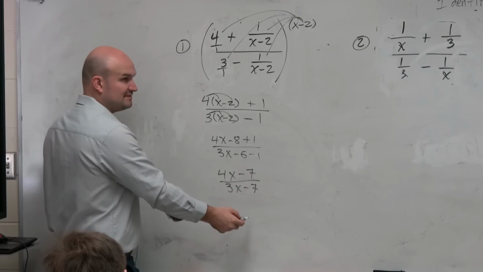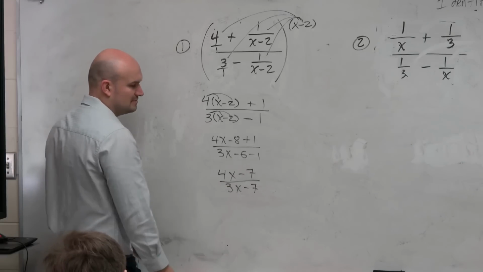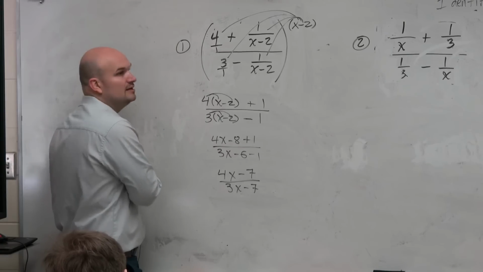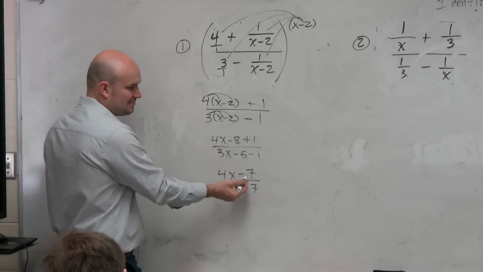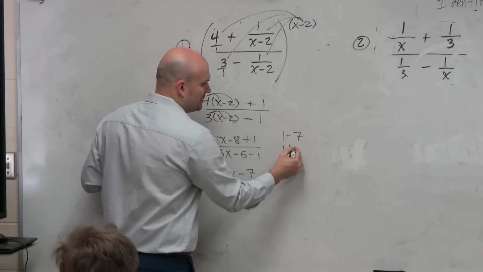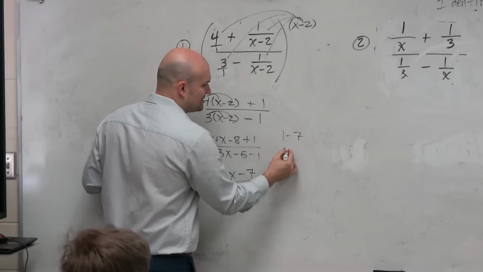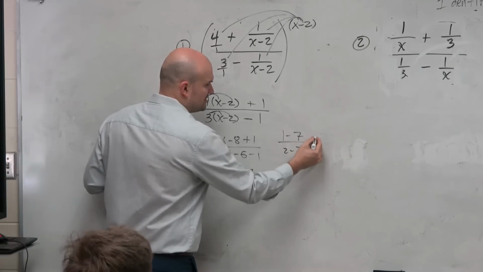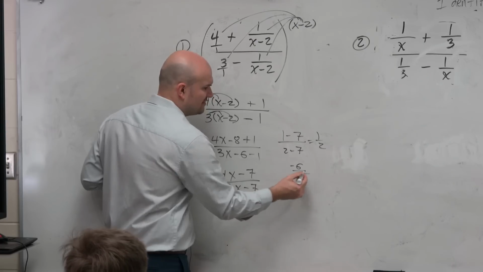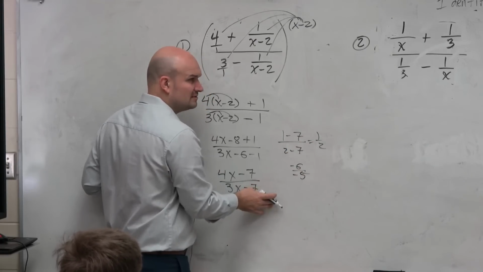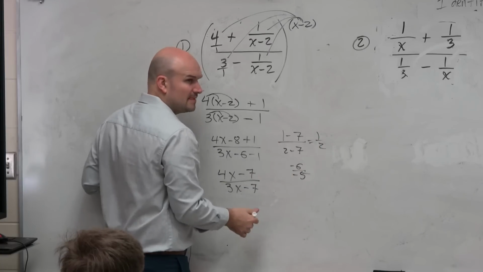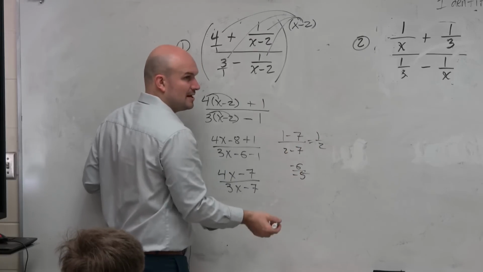Can I divide out the negative 7s? No. Guys, you can only divide out terms when they're separated by multiplication. These terms are separated by subtraction, so it doesn't work. For instance, 1 minus 7 over 2 minus 7, is that just equal to 1/2? No, that's equal to negative 6 over negative 5. That's not equal to 1/2. It's not the same. You can't just divide those out.